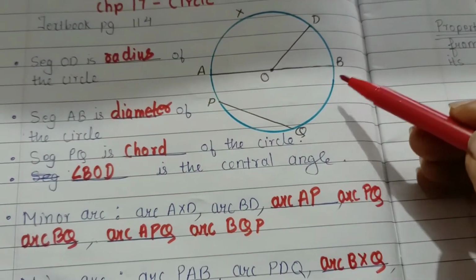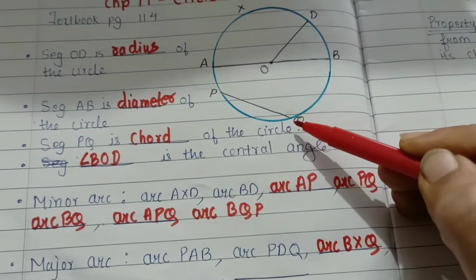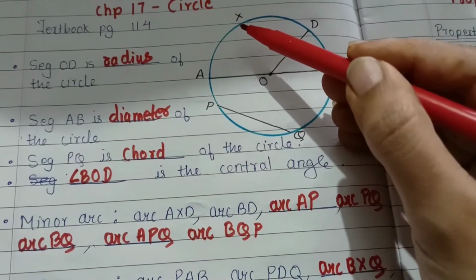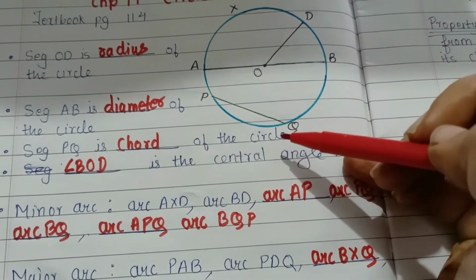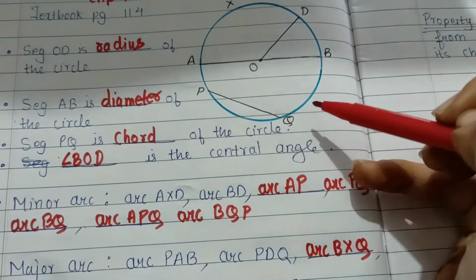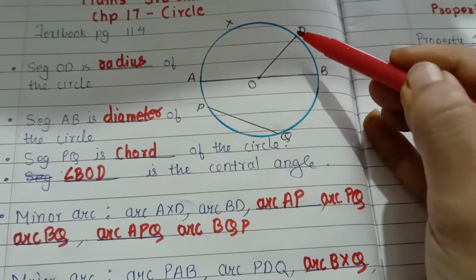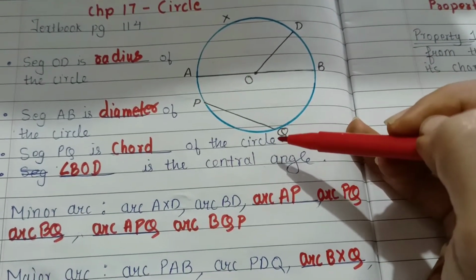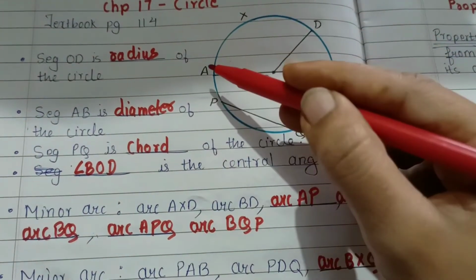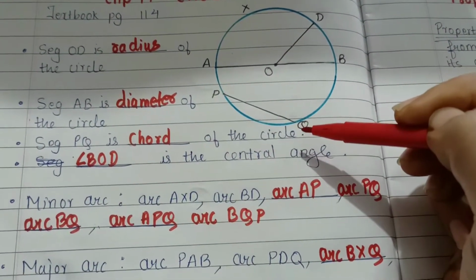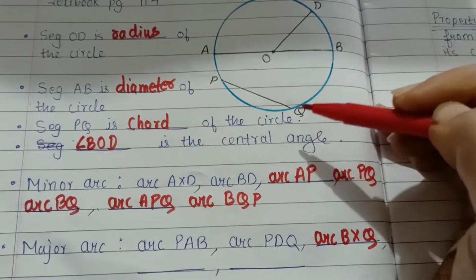So as you can see, B, then X, and then Q. We just have to mention one point which lies in the middle of point BQ. So BXQ. We can also write it down as BDQ, which will be counted as the same arc. Also we can write it down as BAQ. Anything will do, because the starting point and the end point should be the same, that is BQ.